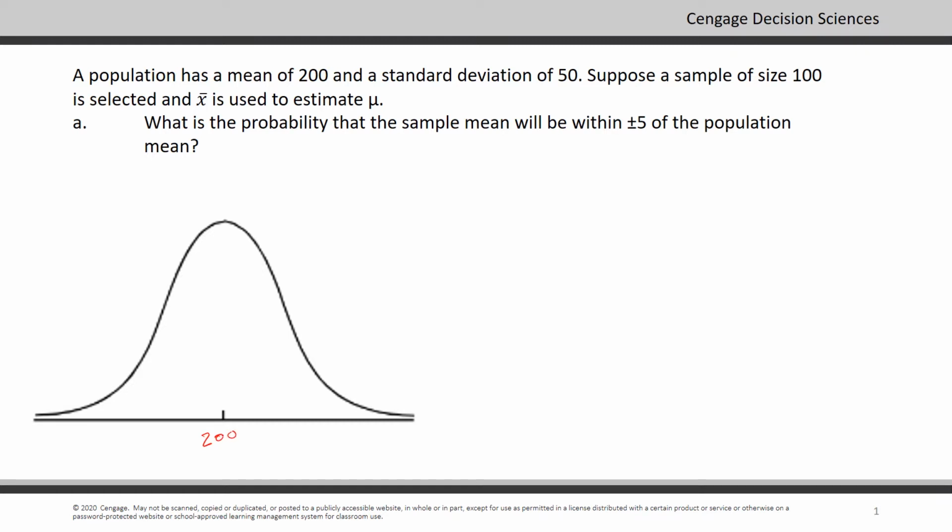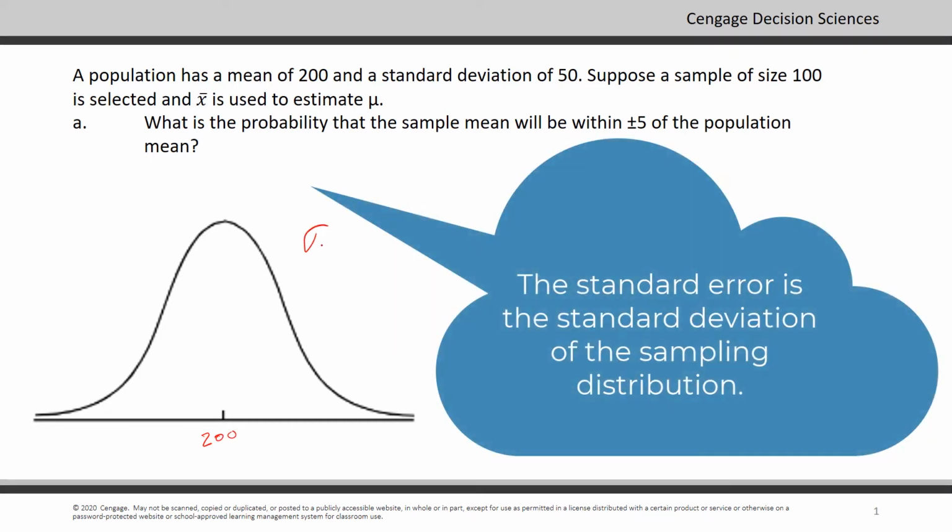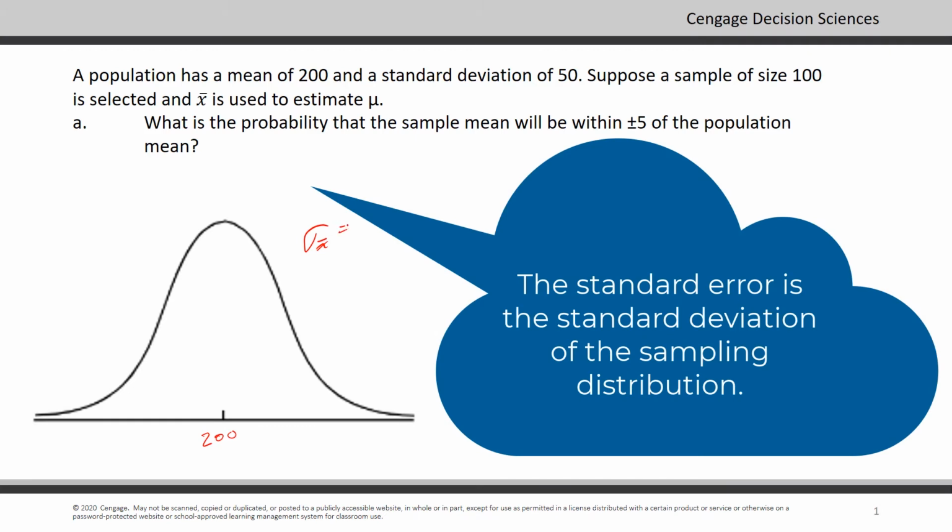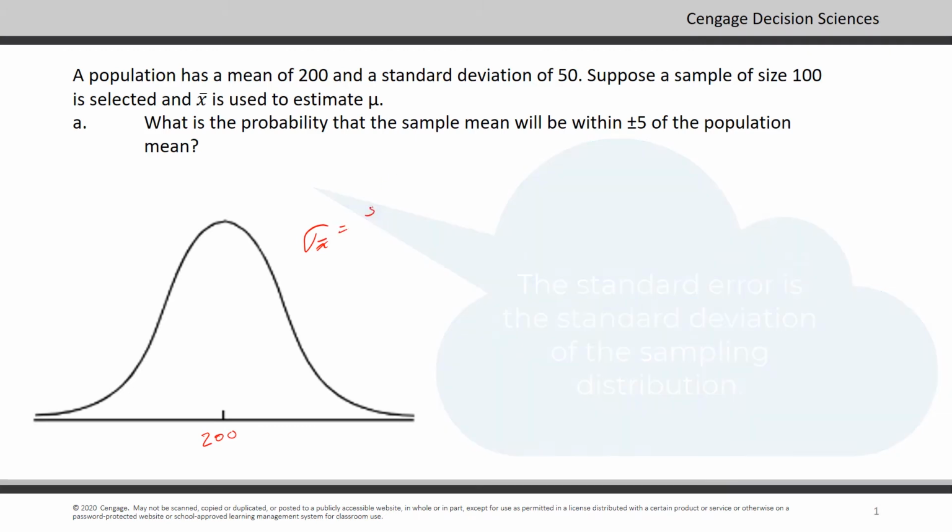mean, and its standard error, sigma sub x bar, is going to be equal to the population standard deviation of 50 divided by the square root of the sample size. Square root of 100 is 10, so we have 50 divided by 10, or we have 5. Now, what we want to know is what's the probability that a sample mean will be within plus or minus 5 of the population mean.